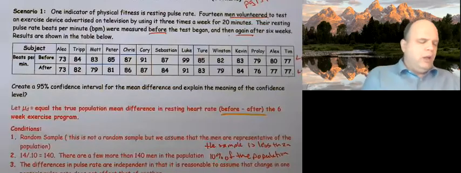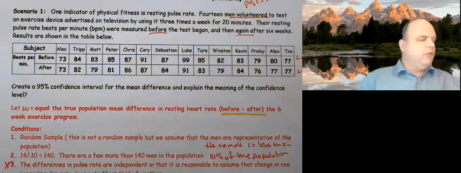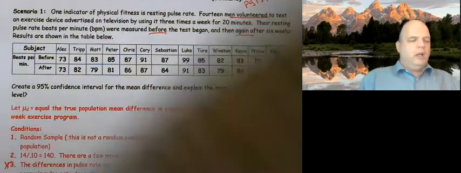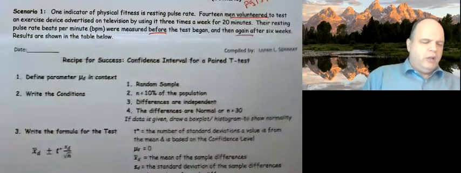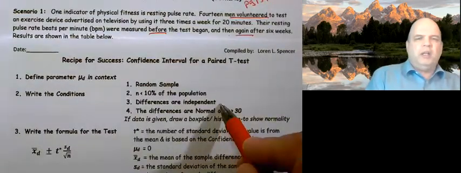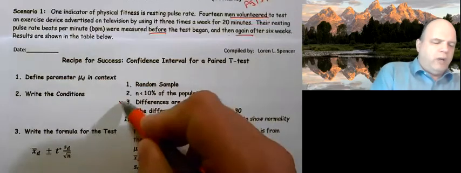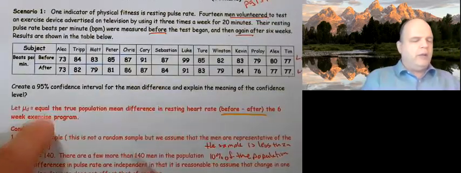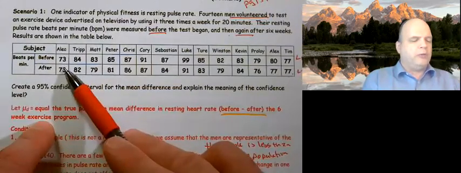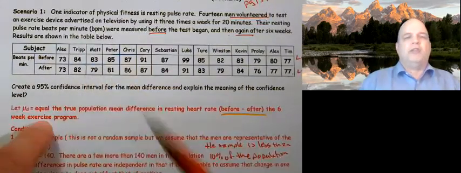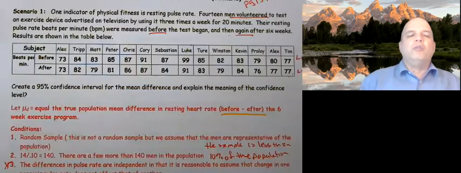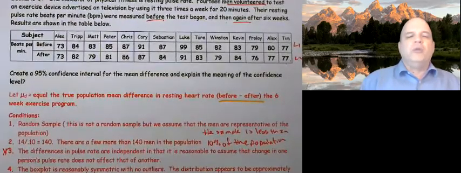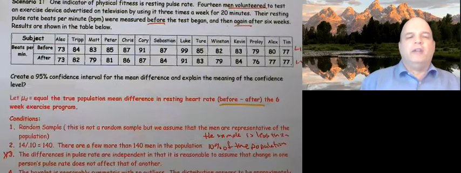The next one, number 3, is the new condition, all right? And the new condition is differences must be independent. Now, we don't really know if the differences are independent, but somehow or another, I don't think the change in Alex's pulse rate affects Matt's, etc. So it's reasonable to assume that the change in one person's pulse rate does not affect the other.